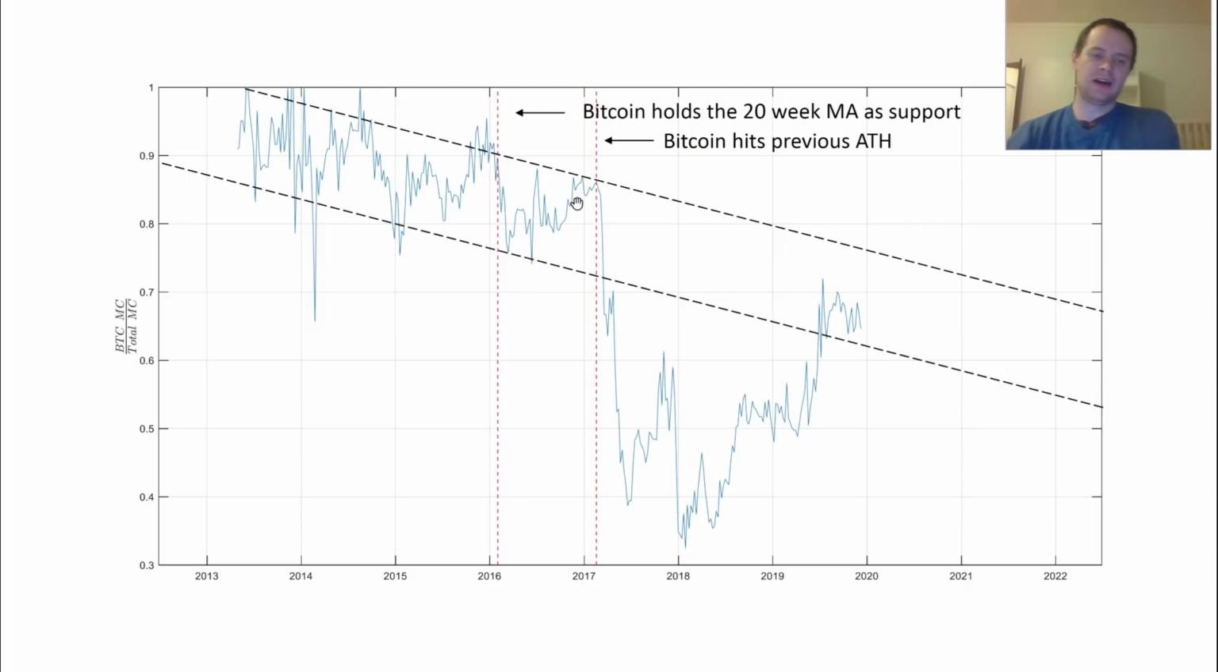And you can see that we went from around a ratio of 0.86 or so all the way to just below 0.4. So this was a very good time for altcoins back in the first quarter of 2017.